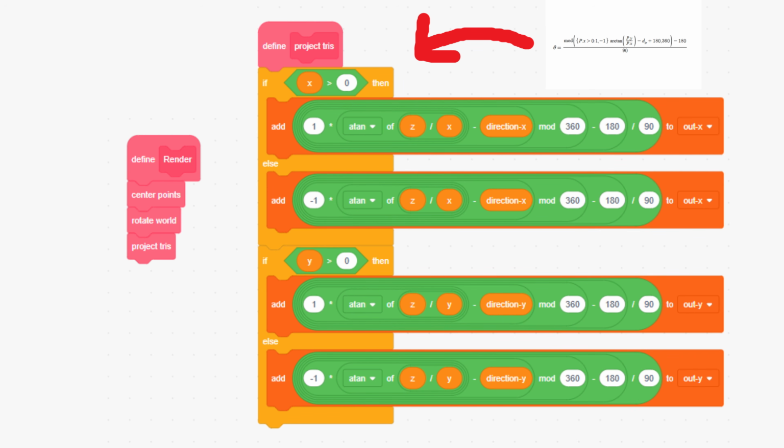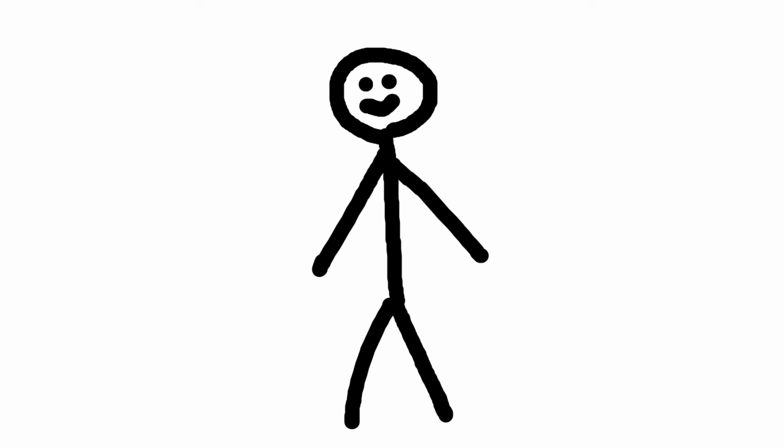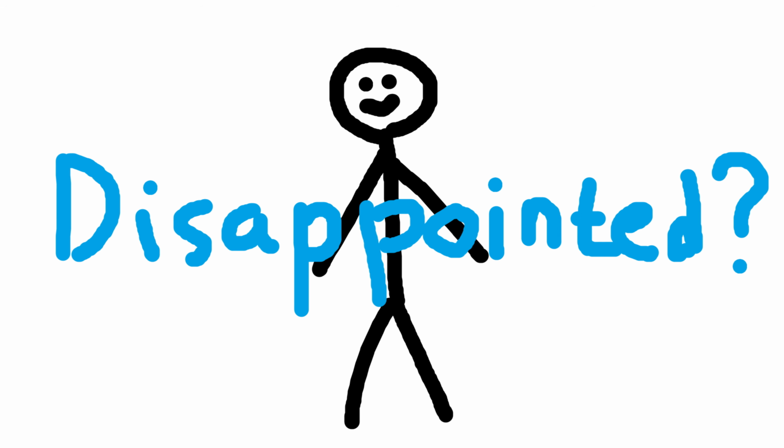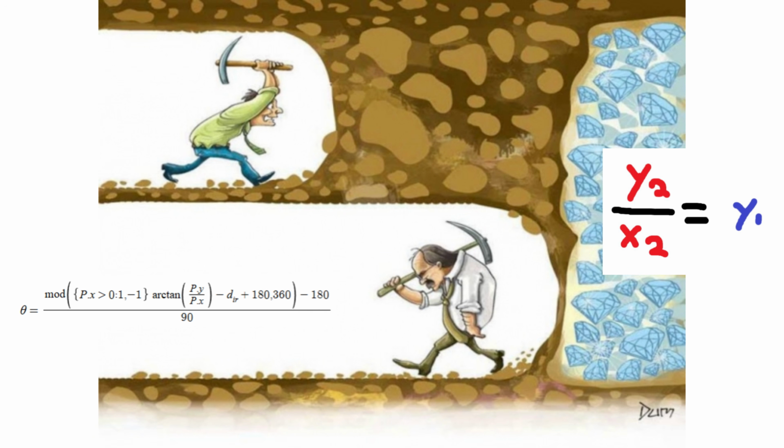Could we have rotated the world and then used arctangent for the projection? Yes. Did I think of that? No. Am I disappointed that I didn't come up with it when I was still trying to make arctangent work? No, because then I wouldn't have looked for an easier way.